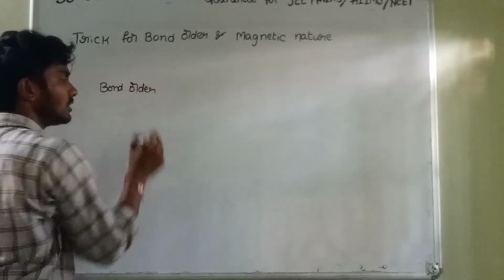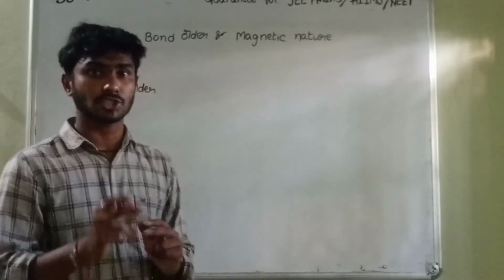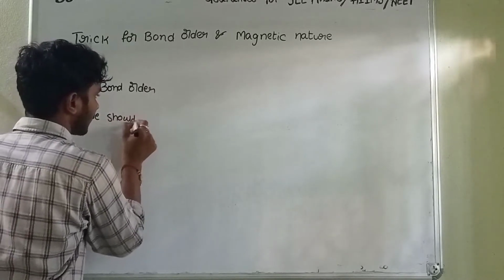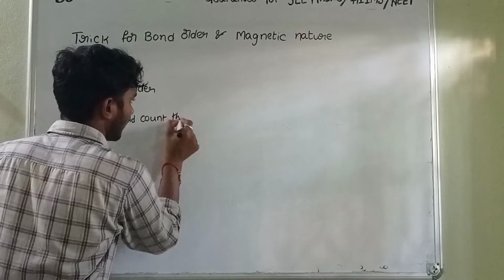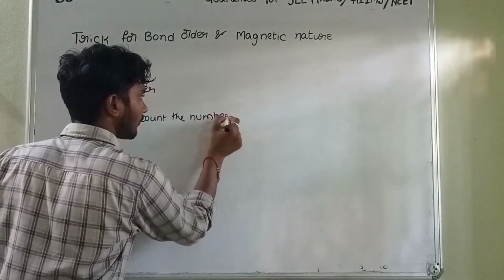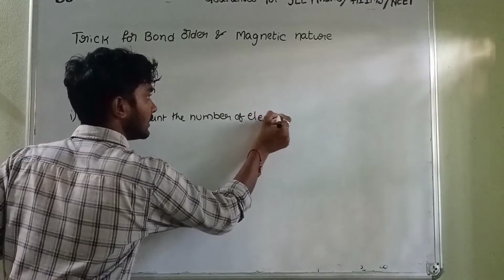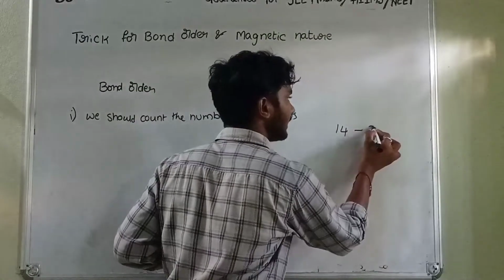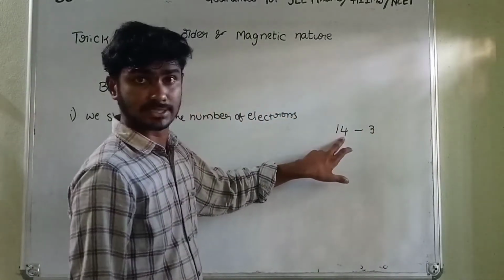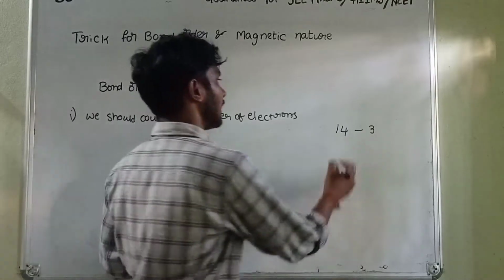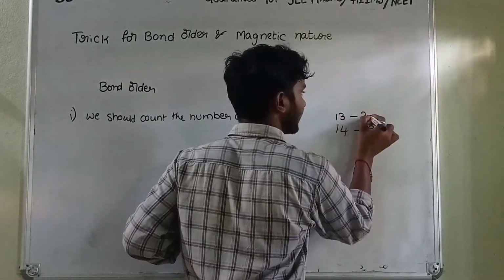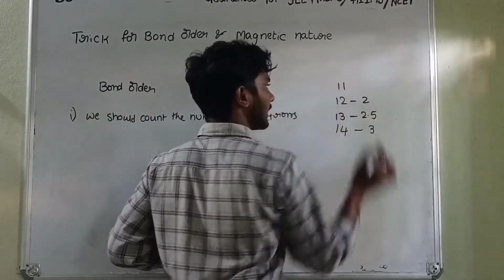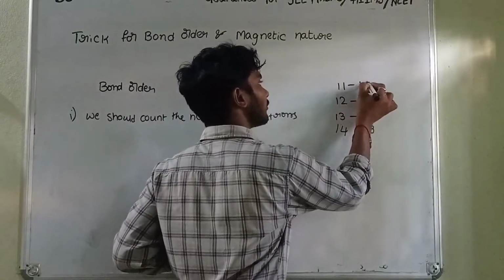The first step is that we should count the number of electrons. If the number of electrons is 14, then the bond order is 3. If the number of electrons is 13, then the bond order is 2.5. If it is 12, then the bond order is 2. If it is 11, then the bond order is 1.5.